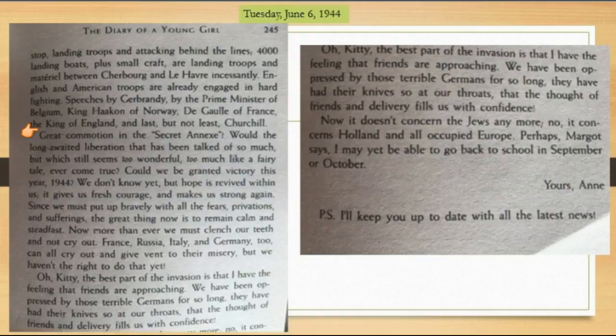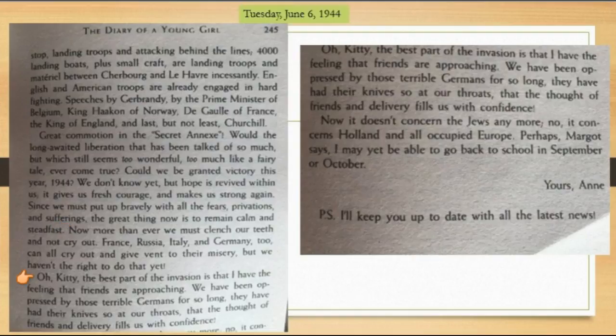Now you will see how Anne and the annex residents react. Great commotion in the secret annex with the long-awaited liberation that has been talked of so much, but which still seems too wonderful, too much like a fairy tale ever to come true. Could we be granted victory this year, 1944? We don't know yet, but hope is revived within us. It gives us fresh courage and makes us strong again. Since we must put up bravely with all the fears, privations, and sufferings, the great thing now is to remain calm and steadfast. Now more than ever, we must clench our teeth and not cry out. France, Russia, Italy, and Germany, too, can all cry out and give vent to their misery, but we haven't the right to do that yet.